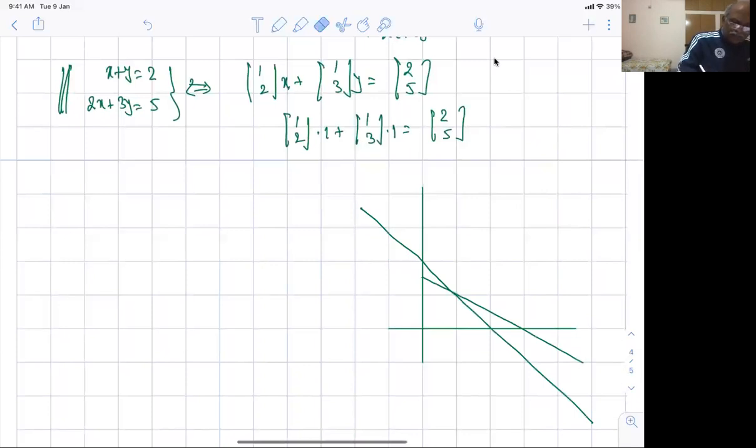As usual, I've made a mistake. The diagram has not come nicely. This is the way it will come. So this is the point, which is (1, 1).